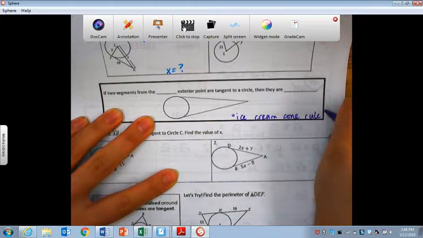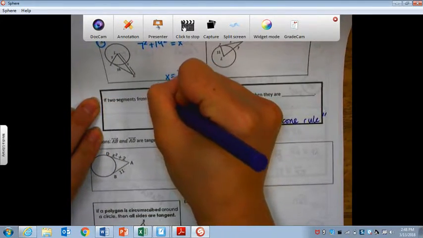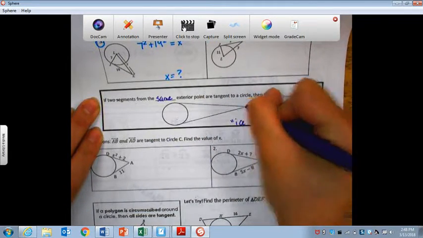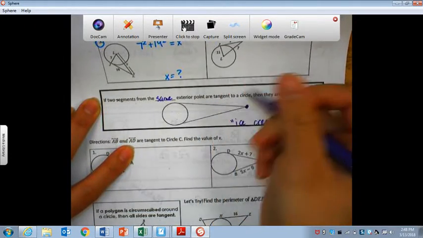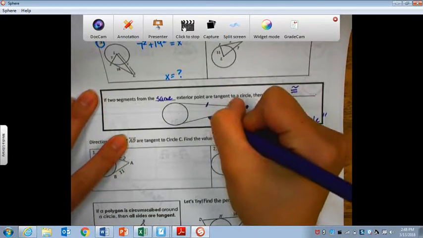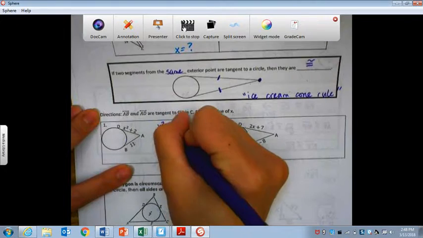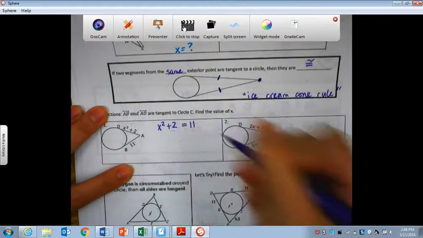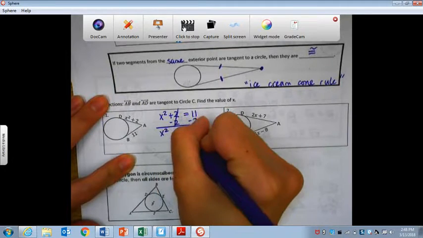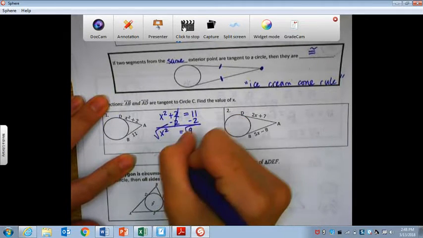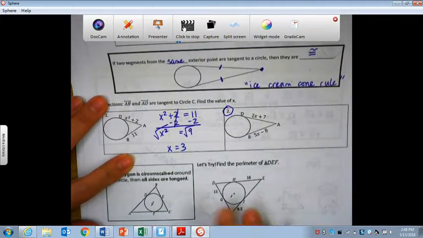Okay, so that's what I'm going to write here to remind myself. It says if two segments from the same exterior point, okay, so basically both these segments start from this point and are tangent to the circle, then they are congruent. Look, so again, to have a proper ice cream cone, you want both these things to be congruent, okay? So easy peasy, you're just going to set this up, x squared plus 2 equals 11, okay? So that's pretty easy. All right, I'm going to help you work through this, give you a freebie. X squared equals 9, so you square root, x is 3. Okay? So, go ahead and try number 2 on your own.